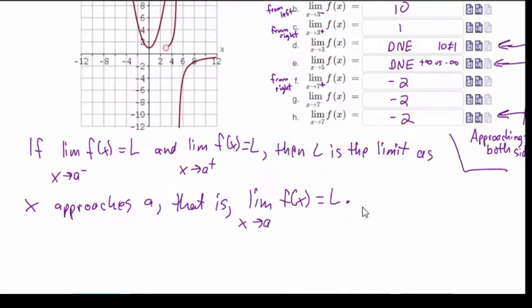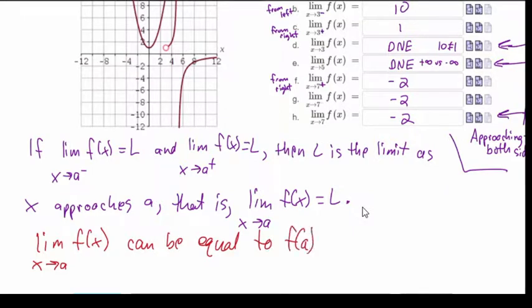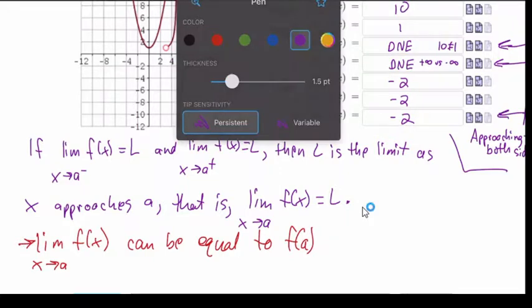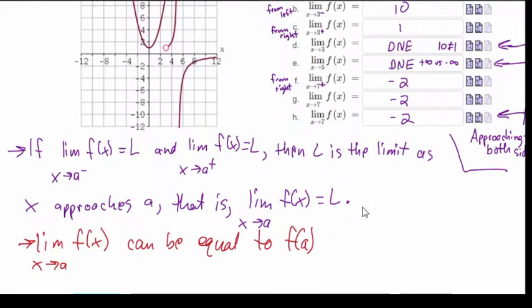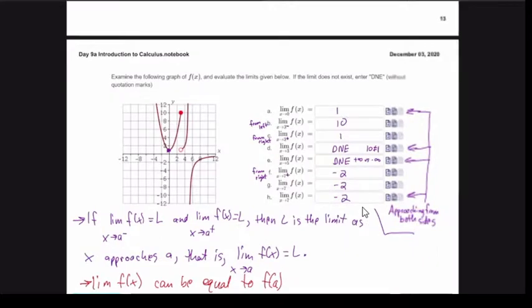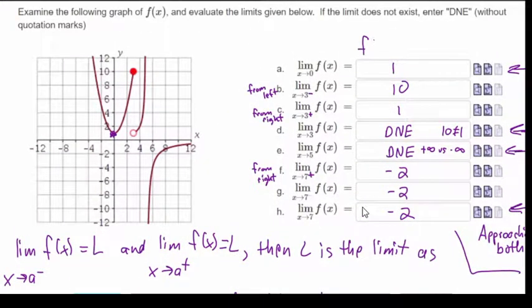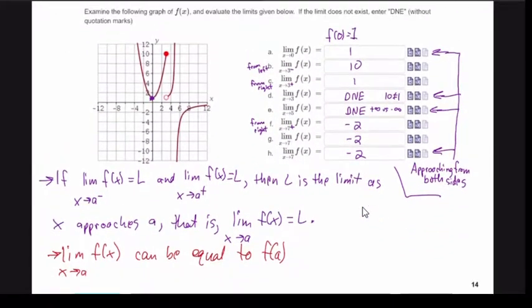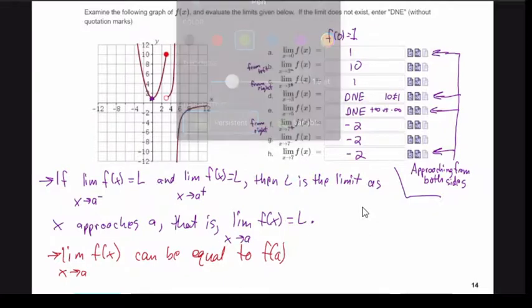A couple other things to notice, that we've said already too, that the limit as x approaches a of f of x can be equal to f of a. And we've seen that already, even just on this page, where I have points that exist on the line. So what is the value as x approaches 0? The limit as x approaches 0 of f of x is just equal to f of 0 equals 1. We can just evaluate directly because it's just a continuous line. There's nothing interesting or unusual happening there. So I can just evaluate.